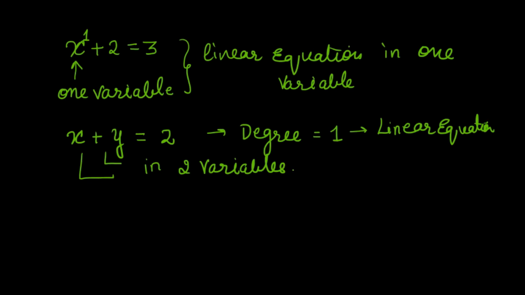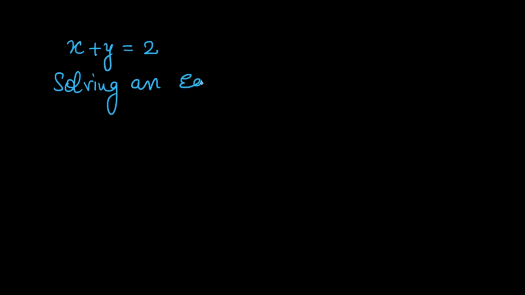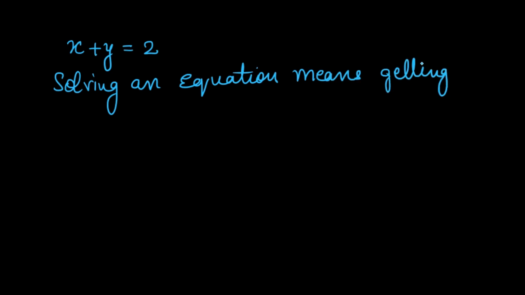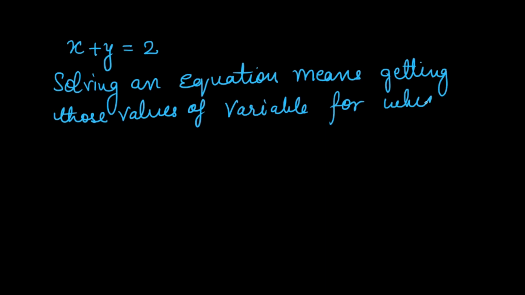Now, what do we mean by solving or finding the solution of this linear equation in 2 variables? So, let us see what it means algebraically. We have an equation, the same equation we will take, x plus y is equal to 2. We know solving an equation means getting those values of the variable for which the left hand side of the equation becomes equal to the right hand side. Those values of the variable are called the solution of the equation.